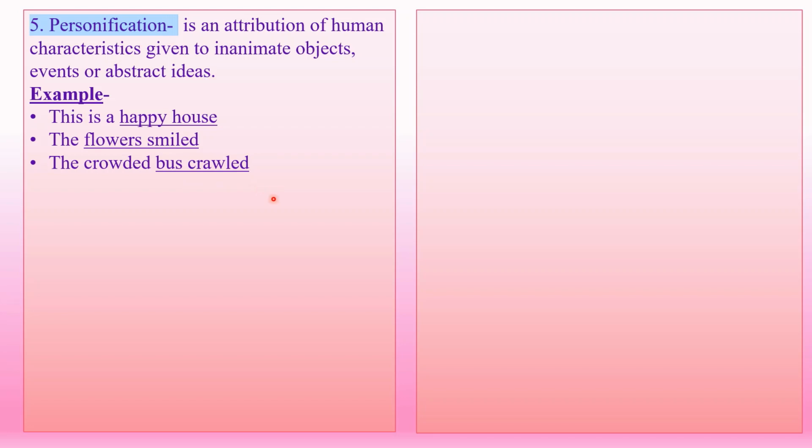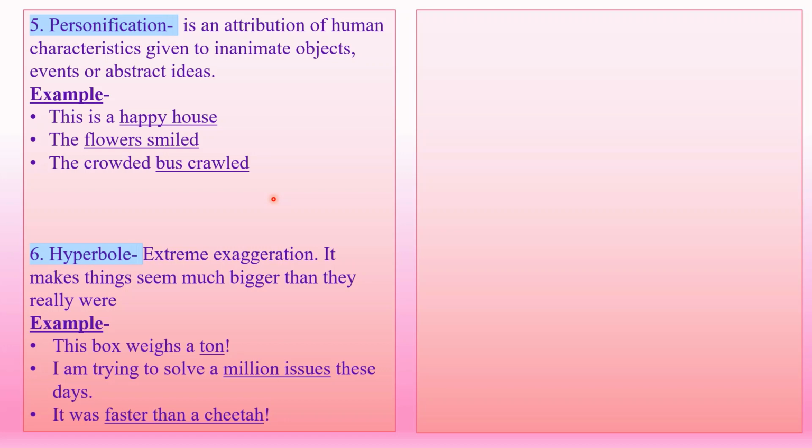Moving on to our next figure of speech, hyperbole. Hyperbole is nothing but extreme exaggeration. It makes things seem much bigger than they really are. For example, this box weighs a ton. I'm trying to solve a million issues these days. Really, you can handle one to maximum ten issues at a time. A million issues? You see, it is exaggeration. It was faster than a cheetah.